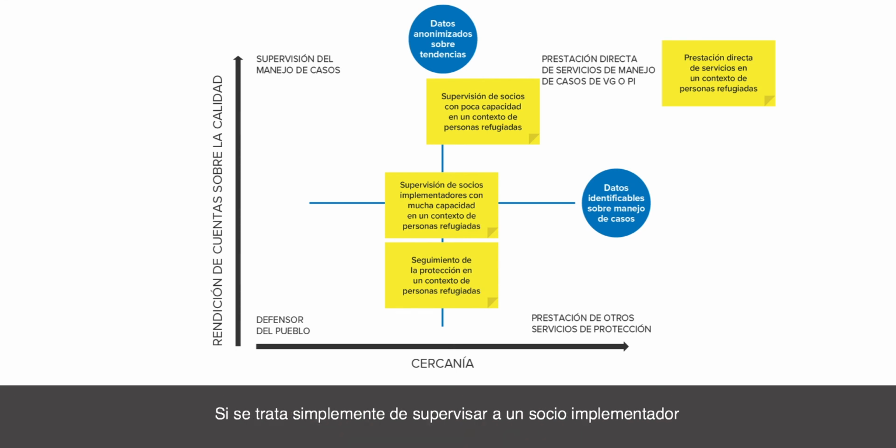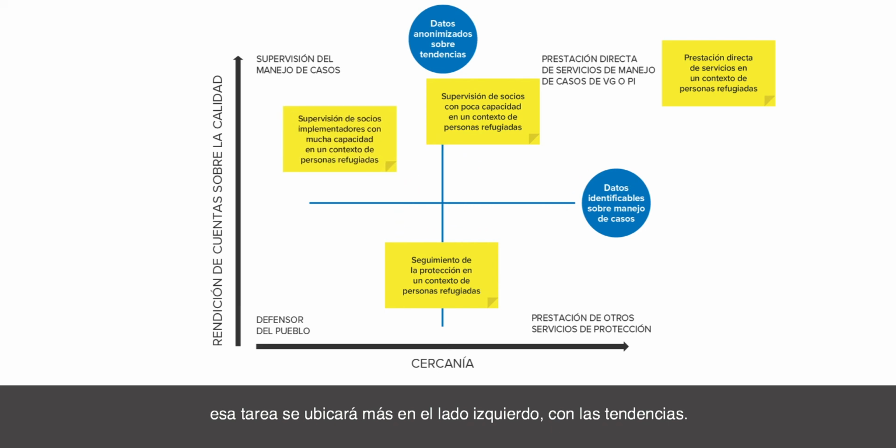And so for just simple oversight of a high capacity implementing partner, that's going to be moved more over to the left. So more at trends. We can do more monitoring, key performance indicators. We can do more just trends analysis instead of really having to see more of that identifiable case information. Because again, we're not really providing that supervision role. We're really doing more of just general oversight.